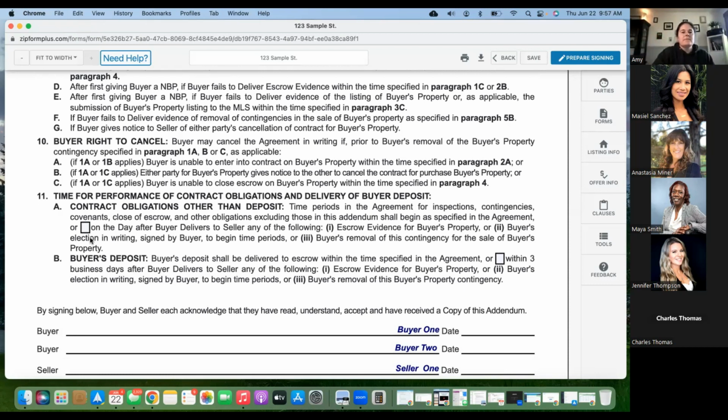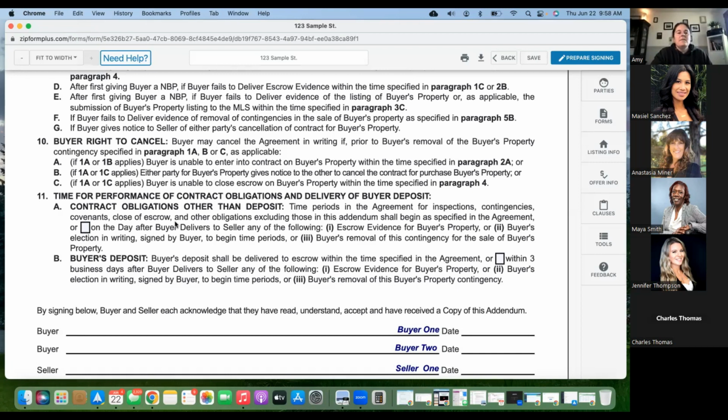They're not in breach. Either party for buyer's property gives notice to the other to cancel the contract for purchase of the buyer's property if it's in the close of escrow. That's right. Then the buyer can cancel this agreement. Or 1AC, buyer is unable to close escrow on buyer's property within the time specified in paragraph 4. So those are all the reasons that the buyer could cancel based on this contingency.